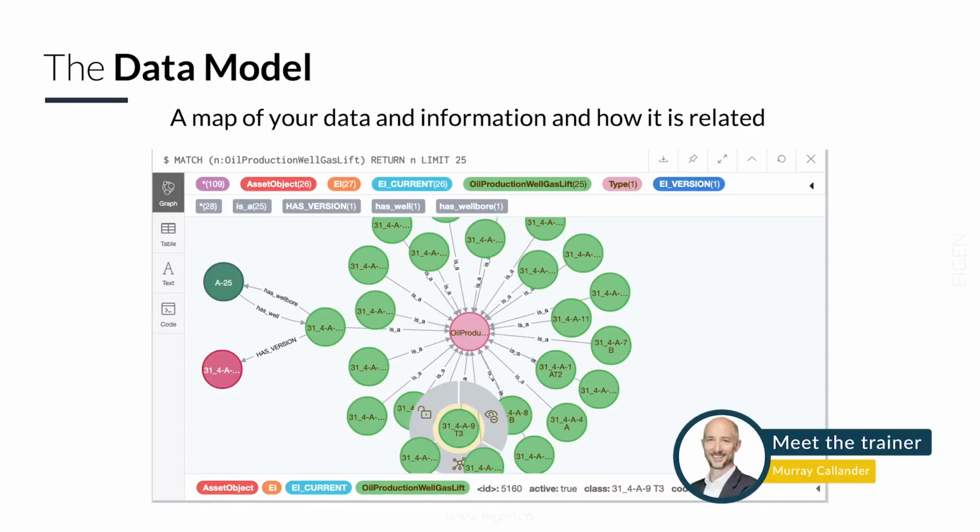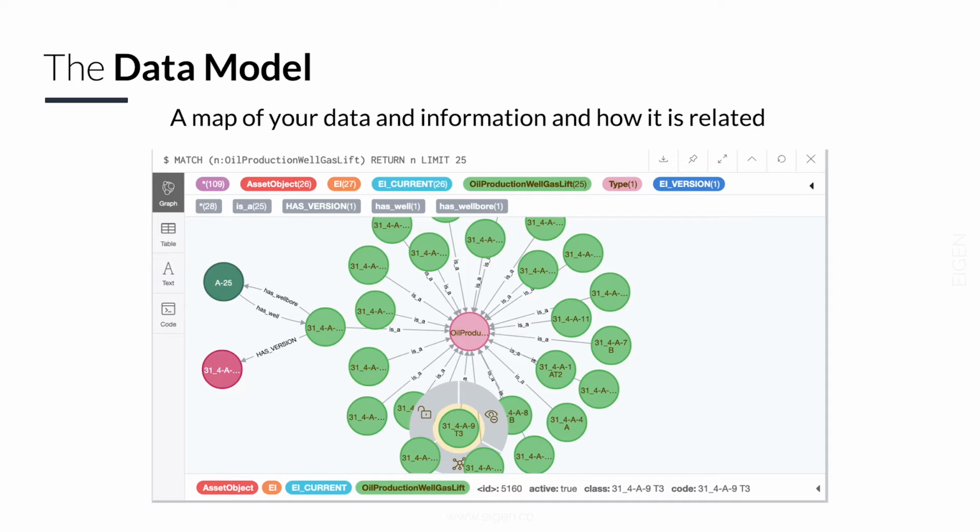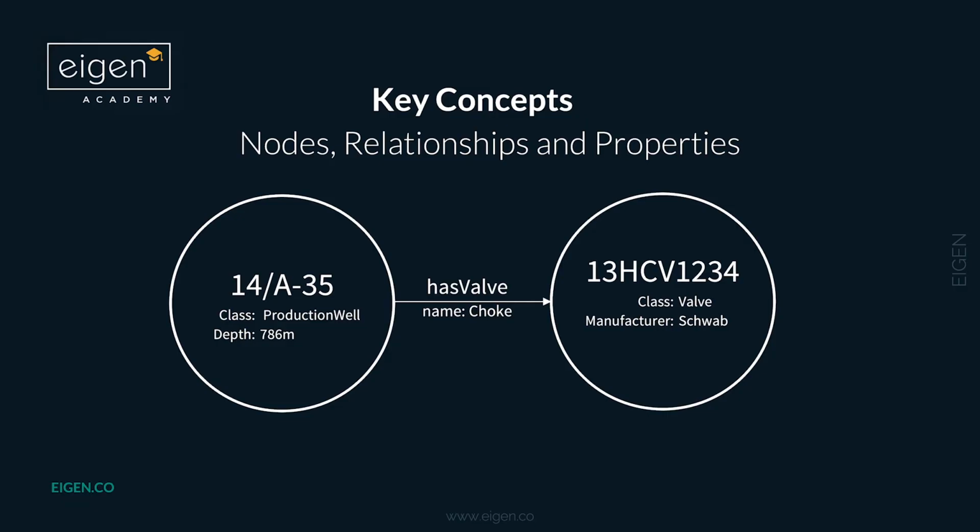The data model is a contextualized digital map of your information showing where it is and how it's related. In some cases, it may also contain the information itself. The data model is a flexible digital model made up of objects and relationships. These are key concepts when understanding how it's put together.